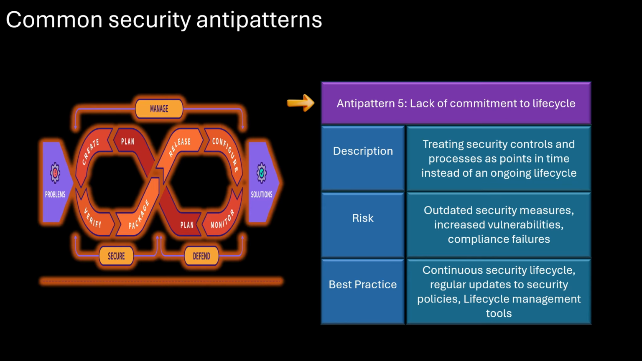The last one in the list is lack of commitment to life cycle, in which security controls and processes are created at points in time instead of as an ongoing life cycle. Security controls and processes that are created as one-time implementations can quickly become outdated, failing to address evolving threats and vulnerabilities. Without continuous updates and improvements, security measures can leave gaps that attackers can exploit. Static security controls can miss emerging threats and new attack vectors.